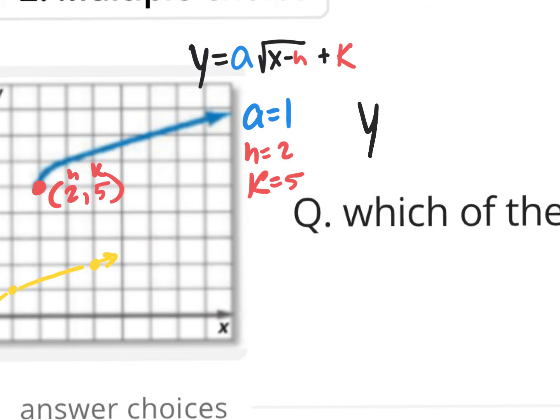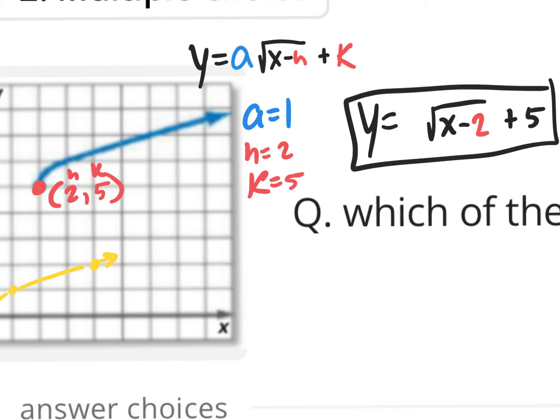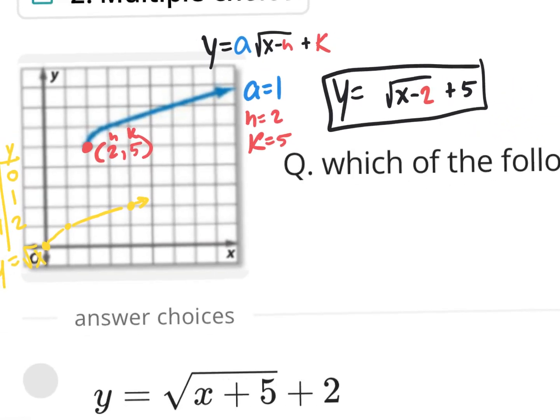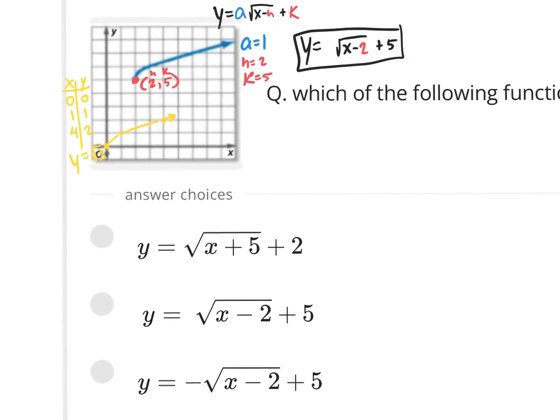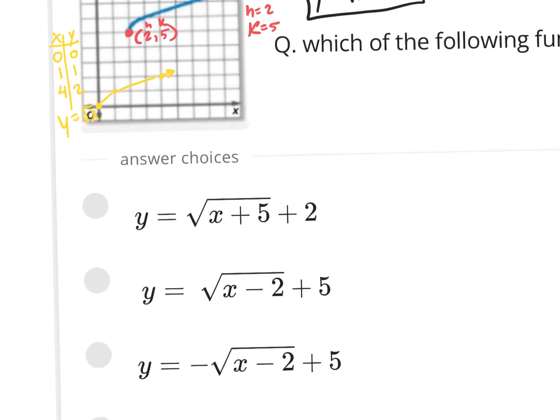And our equation is y equals A, which is 1, but you don't even need to actually write the 1 right there, right? You could just erase it. I'm going to erase the 1 just so it'll look cleaner. X minus h, the h value is 2, and then plus k, plus 5 on the outside. This is my answer. Let's look for it. Y equals the square root of x minus 2 plus 5, and there it is. Y equals the square root of x minus 2 plus 5. Let's move on.